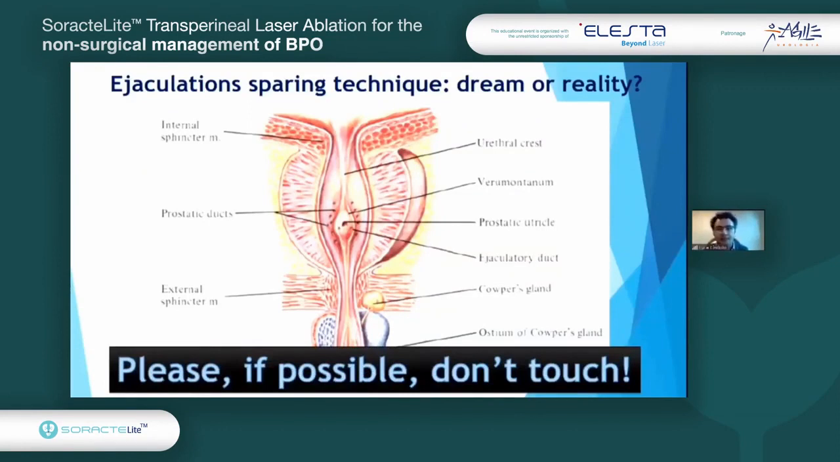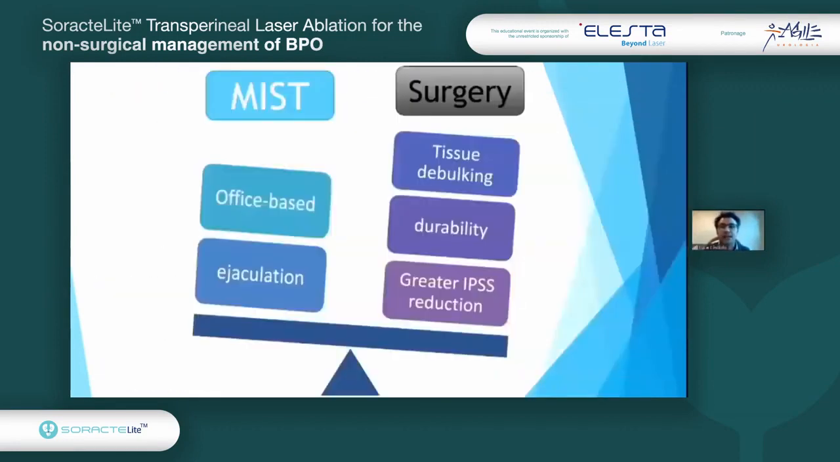Okay, we can spare some tissue, we can touch the bladder neck, we can spare the ejaculatory duct, but if possible, because we don't know exactly where they are and how they work, please, if possible, don't touch it. The only real way to avoid maneuvering on and impacting this structure is, to be honest, this laser or the embolization.